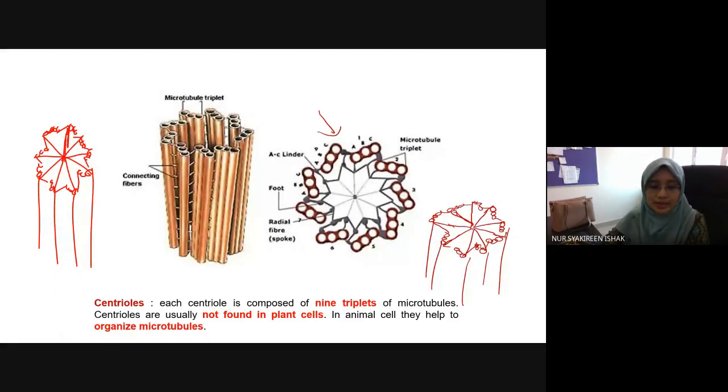So each centriole is composed of 9 triplets of microtubules. Centrioles are usually not found in plant cells. In animal cells, they help to organize microtubules.